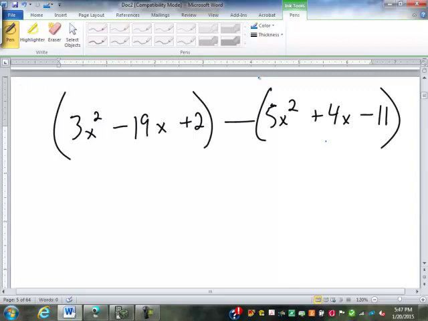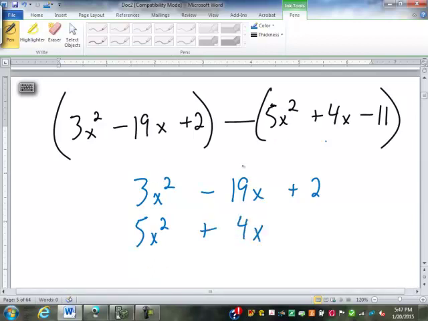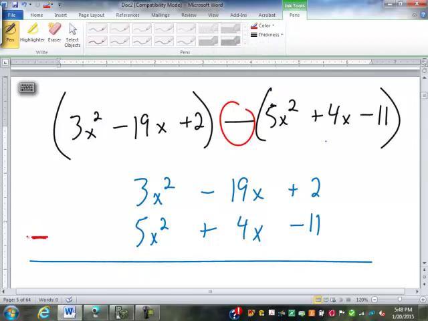So here, we're subtracting polynomials. Again, these are just like any other numbers. We write them out, and we're going to line up the things with the same place value. So the x squareds go under the x squareds. The 4x's go under the negative 19x's, and the negative 11 goes under the 2. The difference is here we have to remember we are subtracting now down the columns.